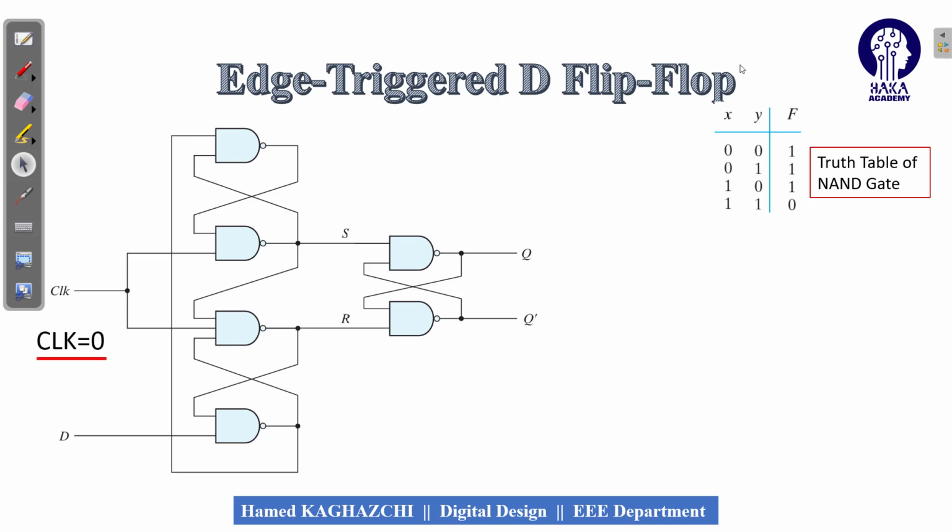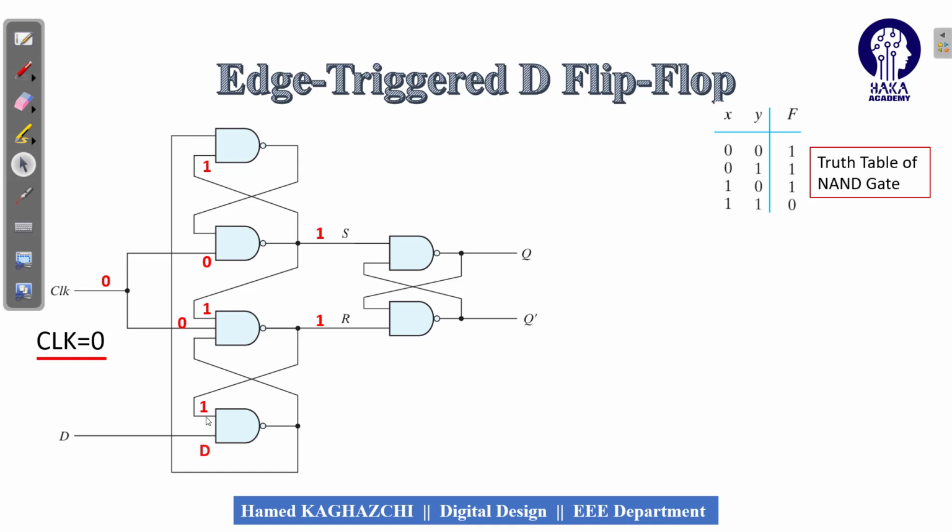Now, again, we suppose that CLK is equal to 0. Now, we say that these two inputs are equal to 0. Now we know that when one of the inputs of the NANDs is equal to 0, the output is equal to 1. Because this one is connected to here and this one is connected to here, we can say that all of these inputs will be equal to 1.